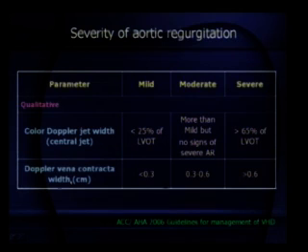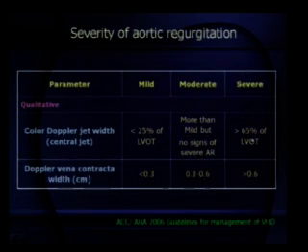If the vena contracta is less than 0.3, it is mild aortic regurgitation. If it is more than 0.6, it is severe aortic regurgitation, and 0.3 to 0.6 is moderate aortic regurgitation, right? And color Doppler jet width of a central jet less than 25% of LVOT. If it is occupying less than 25% of the LVOT cavity, then it is mild aortic regurgitation.